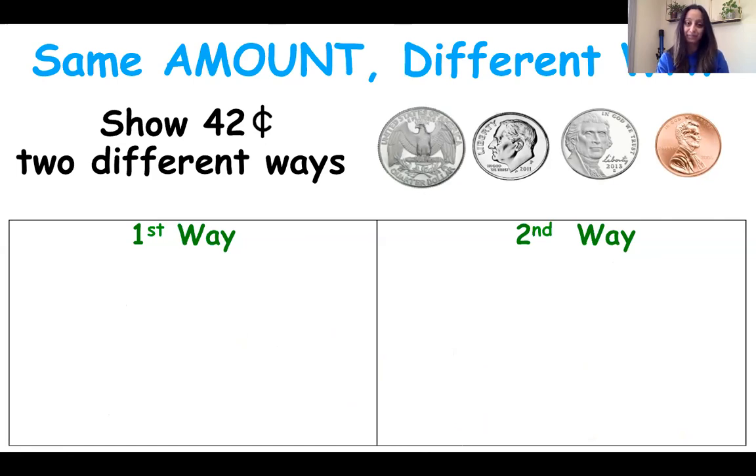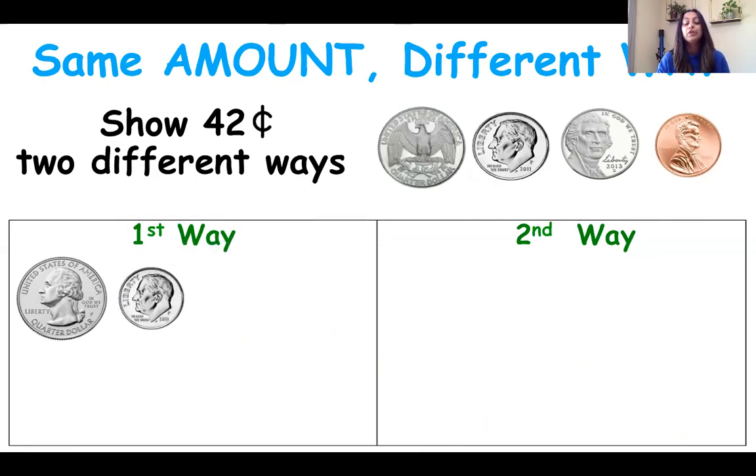All right, 42 cents. So I can definitely start with a quarter, 25 cents, right? That's good. Can I use another quarter? No, because if I add another quarter, it would be 50 cents. That's too much. That's way past 42 cents. So let me try a dime. 25 cents, 35 cents. Very nice.